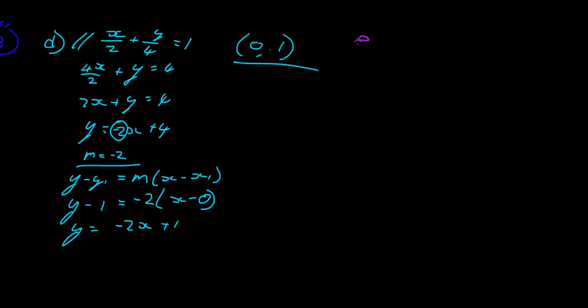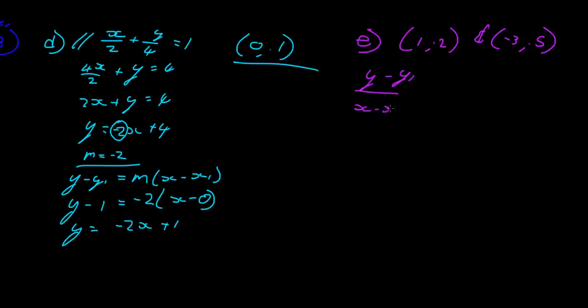Okay, so line E. A line through the pair of points 1, 2 and minus 3, 5. Okay, so what are we going to do here? We're going to use that 2-point form. So we're going to use the 2-point form equation, and that equation is y minus y1 over x minus x1 equals y2 minus y1 over x2 minus x1.